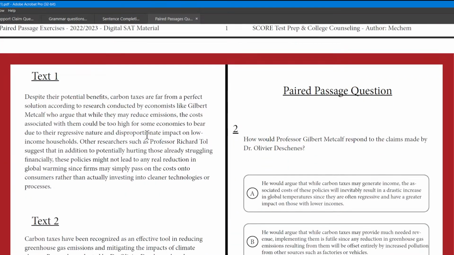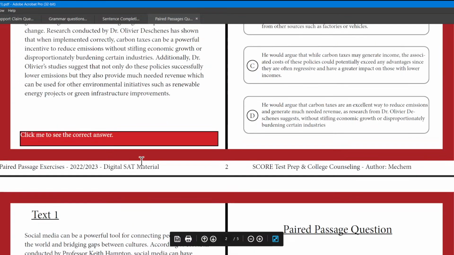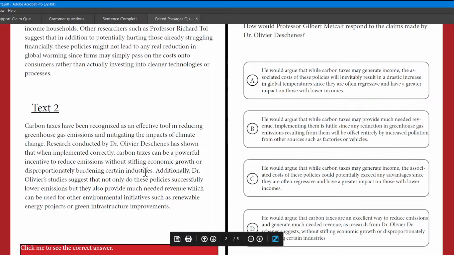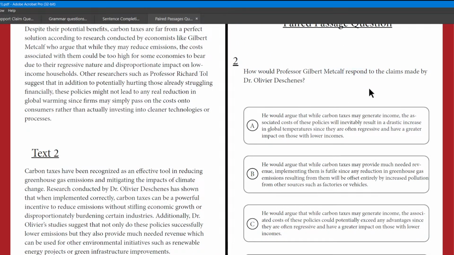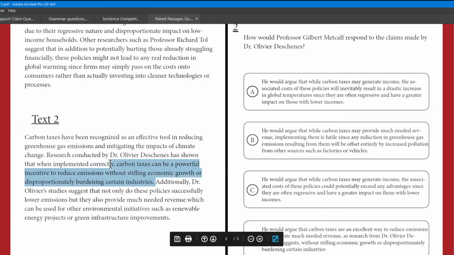All right, so paired passage number 2. Taking a look at your answers, it looks like everybody says C. I like the unanimity. Let's take a look. So Metcalf responded to claims by this guy, Deschênes. So I'm going to go to Deschênes for his claims that carbon taxes can be a powerful incentive to reduce emissions without stifling growth or disproportionate burden. All right, so he's saying that you can have a carbon tax and the economy won't just die, and it can actually be pretty useful.